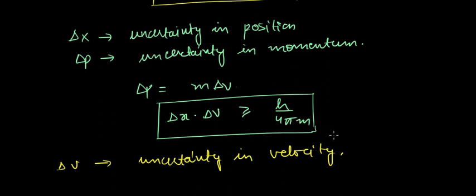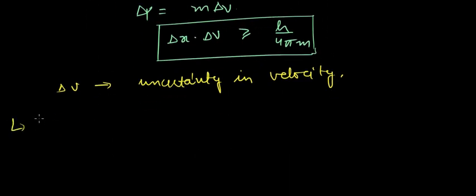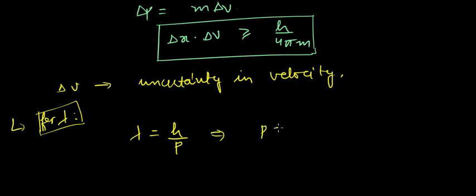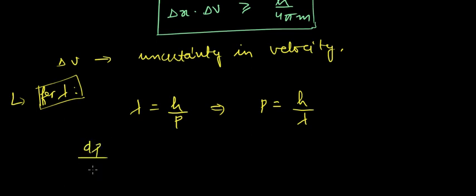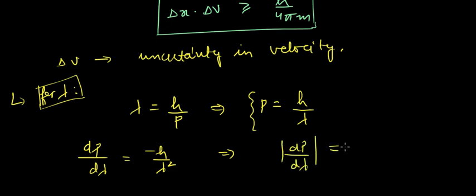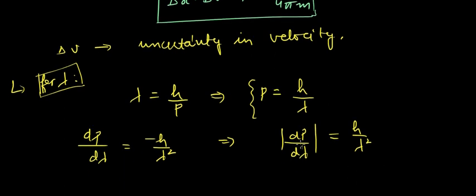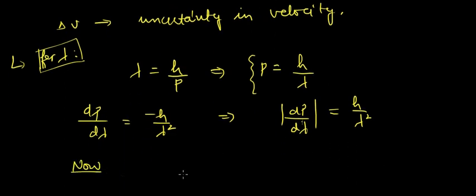Next, let's extend this Heisenberg uncertainty principle for lambda as well. Initially we have that lambda equals h upon p, so p can be written as h upon lambda. So dp by d lambda can be written as minus h upon lambda square, just differentiating with respect to lambda. So the mod of dp upon d lambda is h upon lambda square.